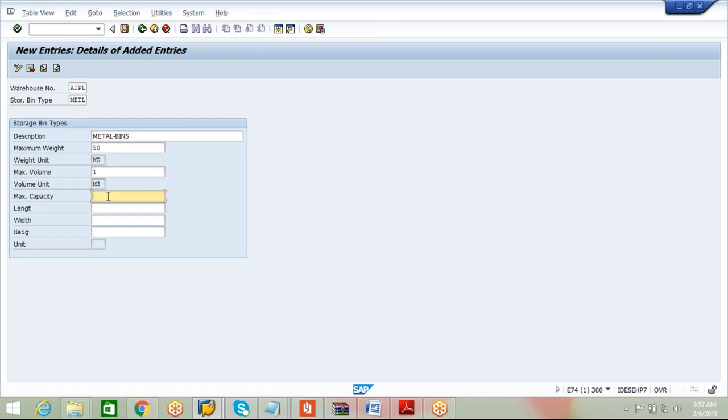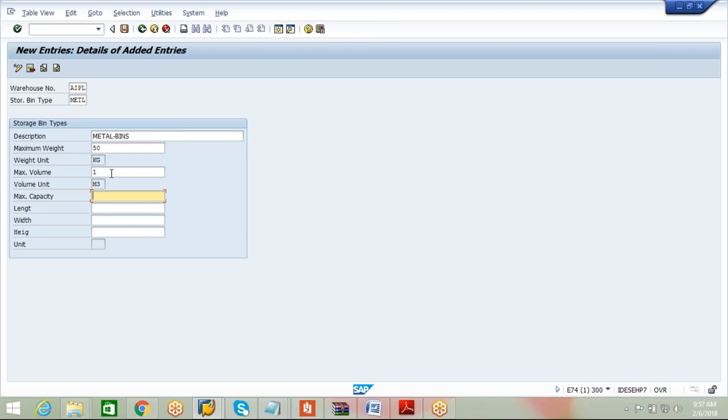Keshav, one question. Can we use storage bin types without assigning them to storage types? Say, for example, we maintain the bins against a storage type, but my bins have bin types, which means we have a relationship from storage type to bin type through bins.